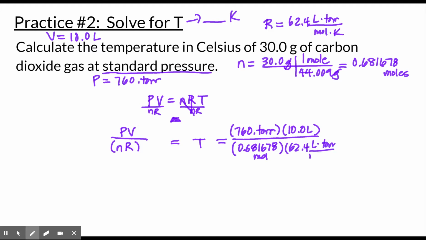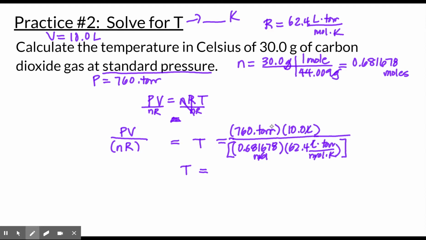I'm going to put square brackets around my terms in the denominator simply because I know the yellow calculators require this, and I just want you to try to get more into the habit, if you're not already in the habit, of putting parentheses around your terms in the denominator. So moles cancel, liters will cancel, torrs cancel.